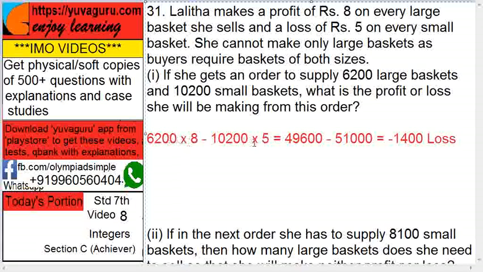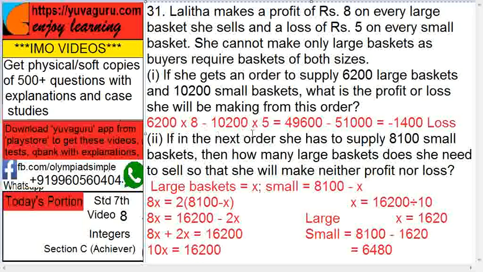So do these calculations, follow BODMAS. Multiplication, then addition, then subtraction. So multiply this, you get 49,600 minus, you multiply this 10,200 into 5, you get 51,000. If you subtract this, you get 1400 as a loss.